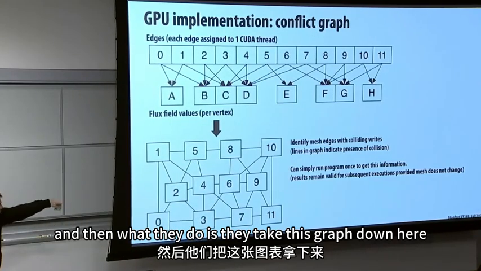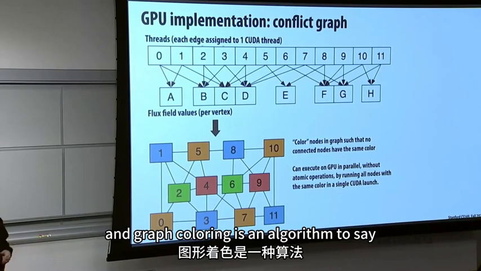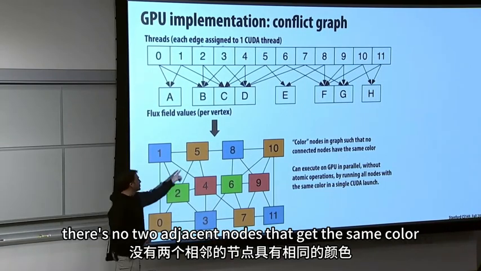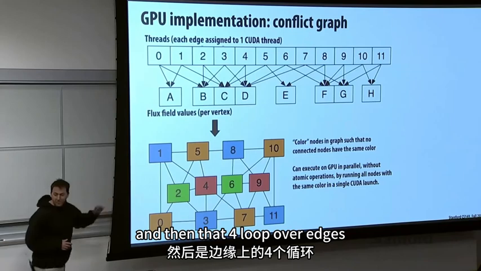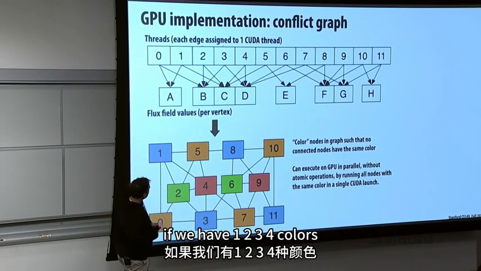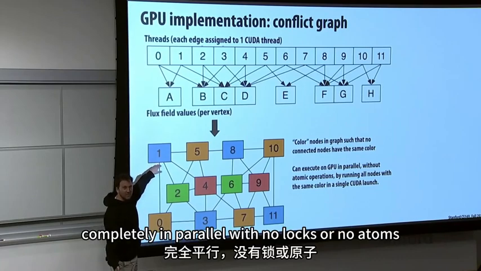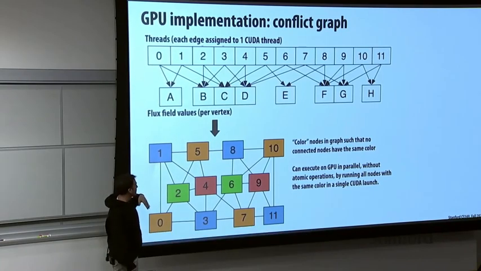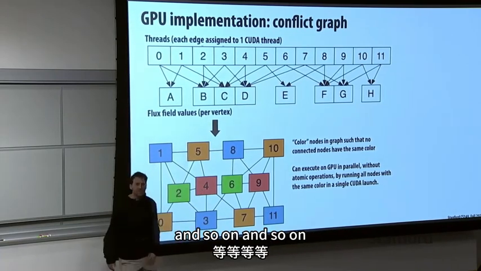Then they take this graph down here and run a graph coloring. Graph coloring is an algorithm where I color the nodes such that no two adjacent nodes get the same color. Then that for loop over edges is broken into, if we have 1, 2, 3, 4 colors, four parallel for loops: for all edges colored blue, completely in parallel with no locks or atomics. Then for all edges colored orange, no locks or atomics, and so on and so on.